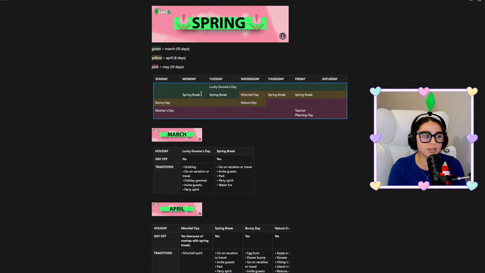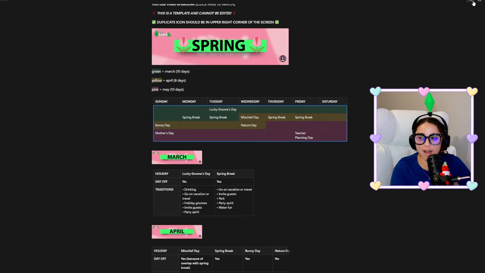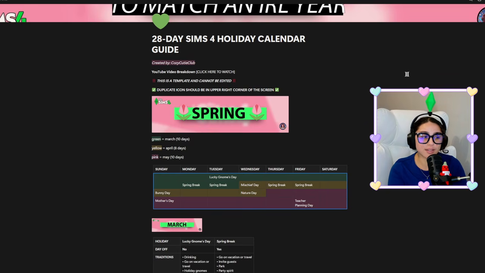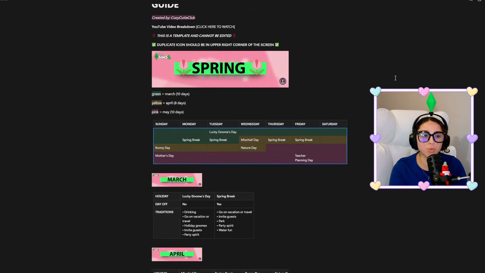So if you wanted to use this monthly breakdown concept, but you don't necessarily want to keep the same holidays, or maybe you want to extend one of the months to be longer than the other, you absolutely can do whatever you want. You're just going to have to duplicate this, and you can do that by going up into the upper right corner. It's kind of cut off, but it is a little two-square icon. If you're a very visual person, I feel like this is going to be really great for you. If you want a place to document your calendar outside of the game, it is very possible.